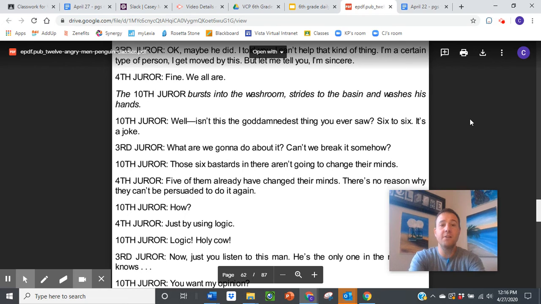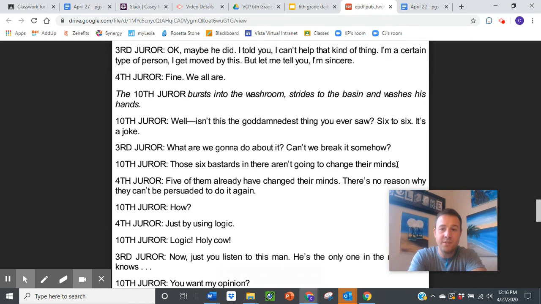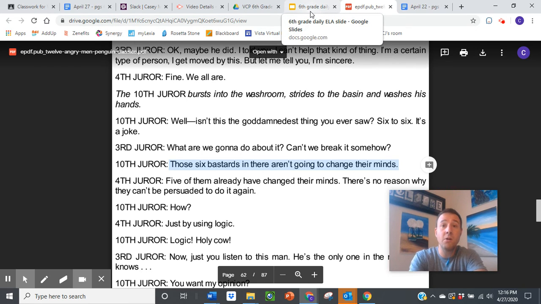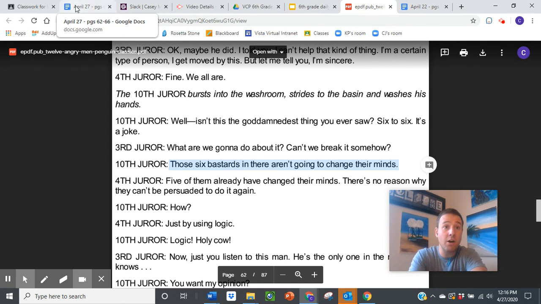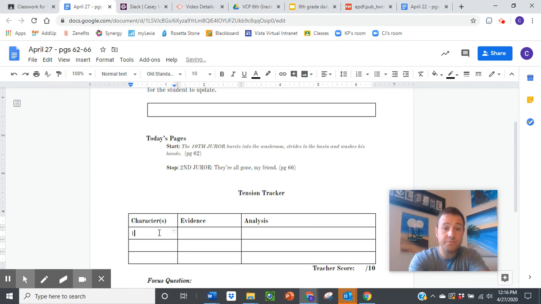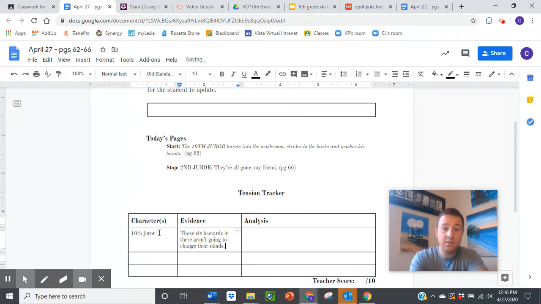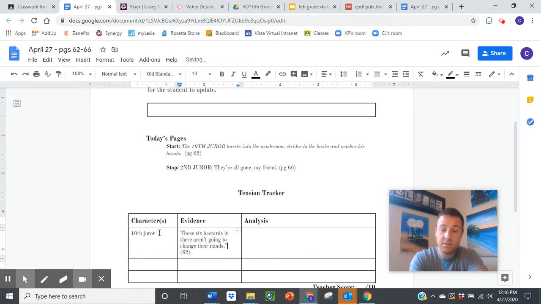All right, so who are we focusing on here? I think this is a line that definitely shows conflict between characters that is going to make the room even more tense and even more awkward. So who's the character? This is from page 62. Okay, so what's going on here, and how is this going to make the room even more tense?